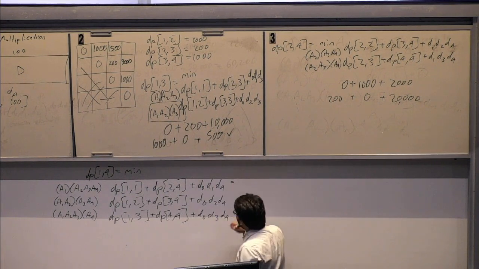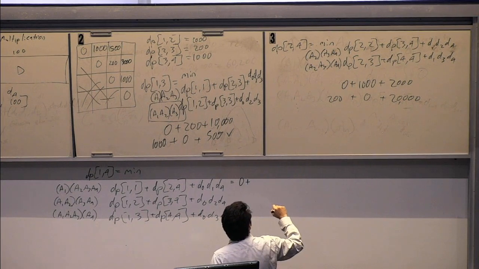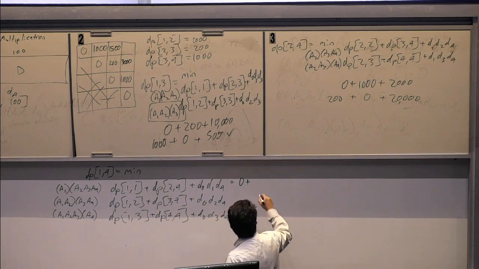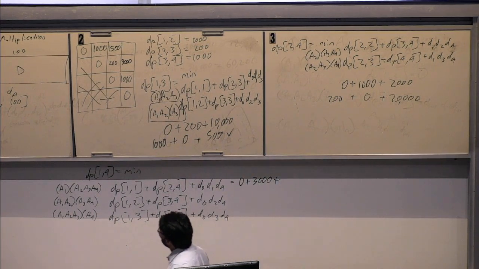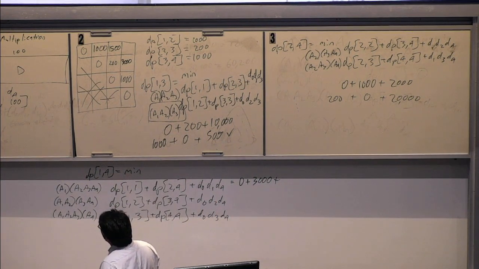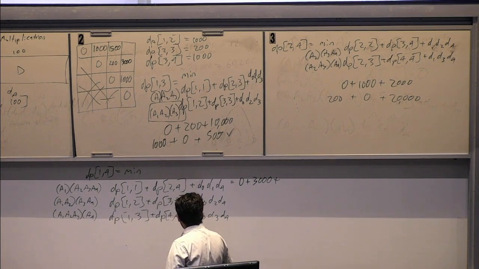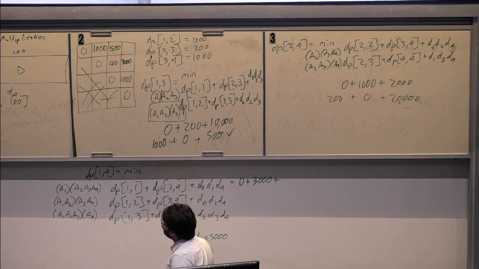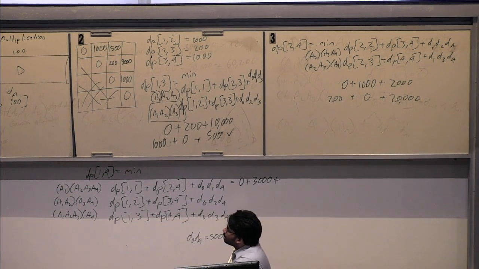What are these? DP of 1,1 is going to be 0, plus DP of 2,4 is going to be, we computed that to be 3,000, plus D0, D1, D4. Well, notice actually all of these have D0 and D4 in them, so I'm just going to compute and store that. That's going to be 50 times 100, which is going to be 5 times 1,000, which is 5,000. So we're simply going to take 5,000 and multiply it by all of those. 5,000 times D1 is 20. What's 5,000 times 20? That's going to be 50,000 times 2, which is going to be 100,000.